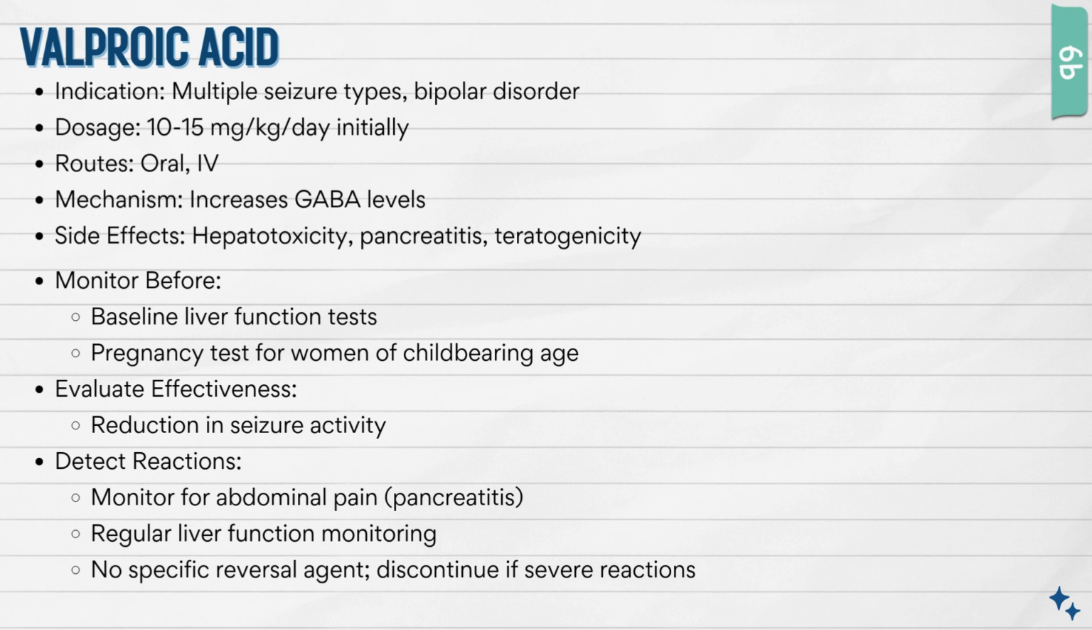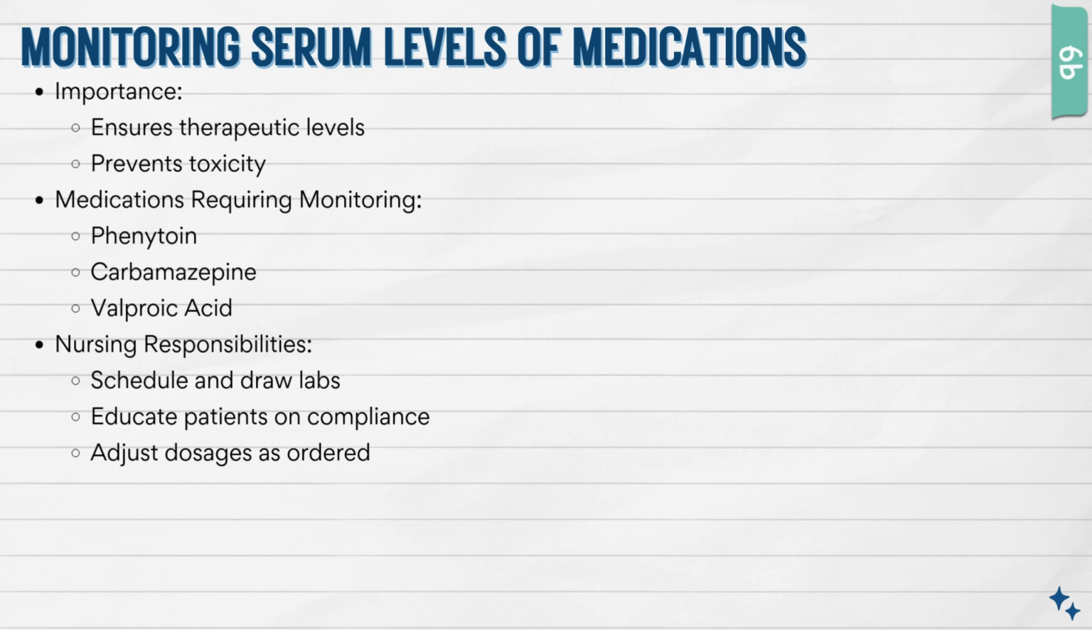Okay, so what are some of those big reactions that we're going to be looking for? We're going to be monitoring for signs of pancreatitis. So that's going to be like severe abdominal pain, nausea, vomiting. While the patient's taking this, we're also going to be doing regular liver function tests to make sure that we don't have hepatotoxicity. Again, no antidote for these, so we're going to be supportive, okay? But if it's severe side effects, we're going to stop it and switch it to another med, okay?